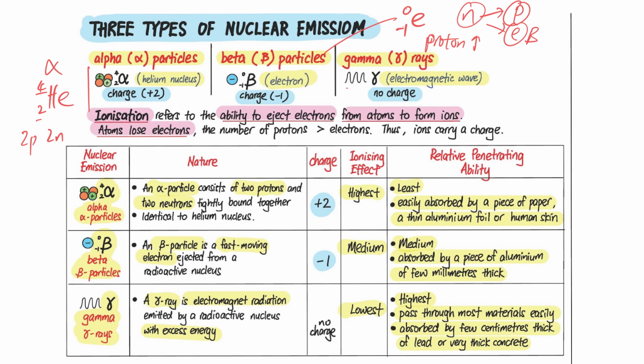Lastly, if the emission is in the form of gamma rays, there will not be any change in the proton number or the mass number. Without further ado, let's go straight to the questions.